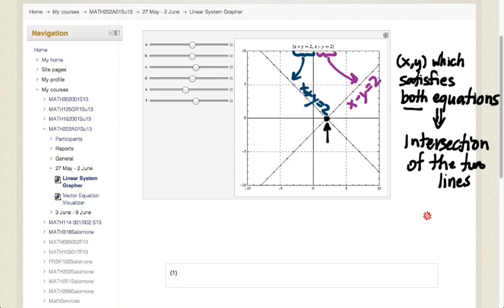And so we find that this, how many solutions does this system of equations have? In other words, at how many points does this pair of lines intersect? 1.